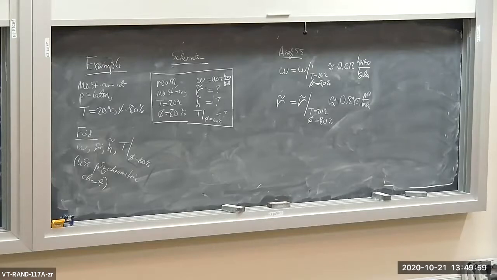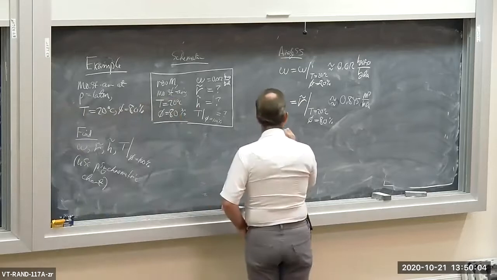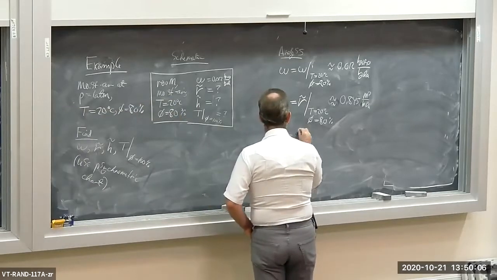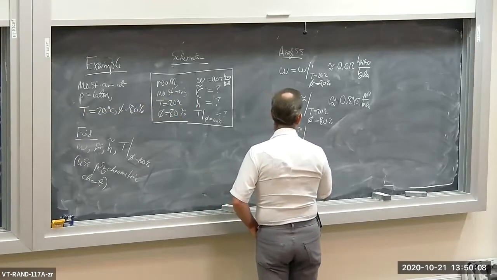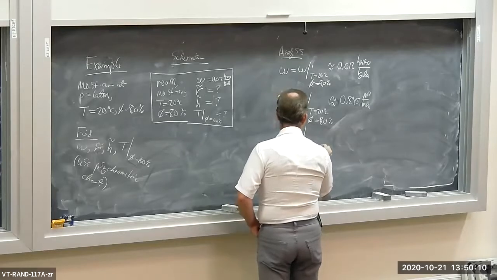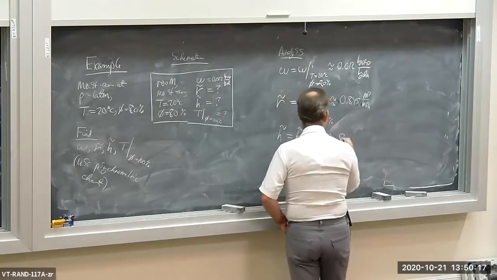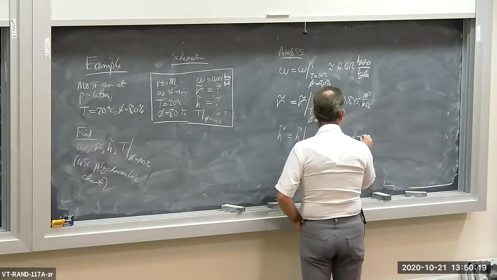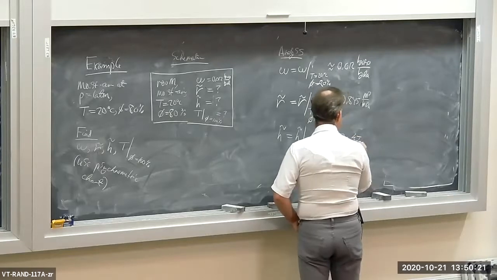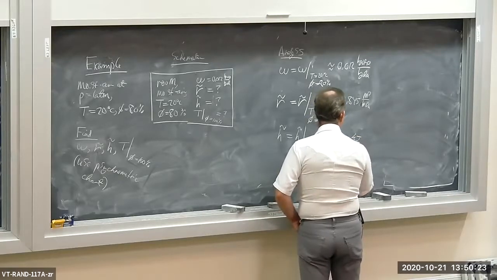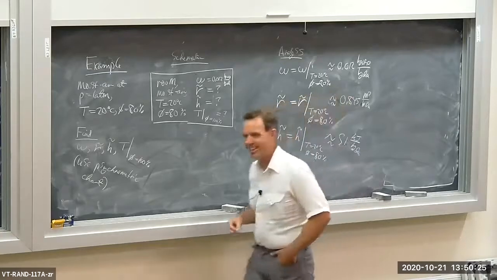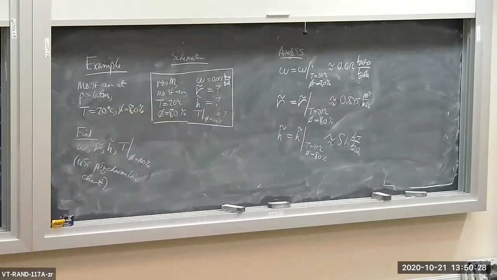So H tilde is equal to H tilde evaluated at T equals 20 degrees C and a relative humidity of 80%. And I get approximately 51 kilojoules in the moist air mixture per kilogram of dry air. So it's per kilogram of dry air in the mixture.